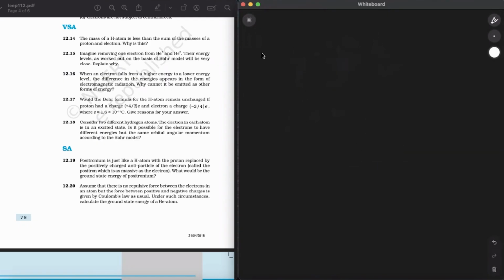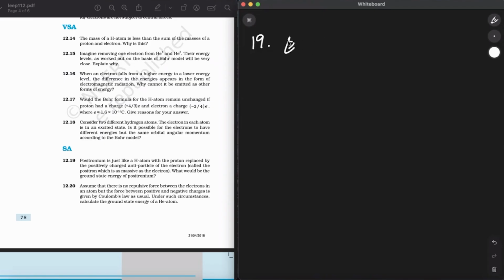Now question number 19, a short answer type question. Positronium is just like a hydrogen atom with a proton replaced by the positively charged antiparticle of the electron, called the positron, which is as massive as the electron. What would be the ground state energy of positronium?